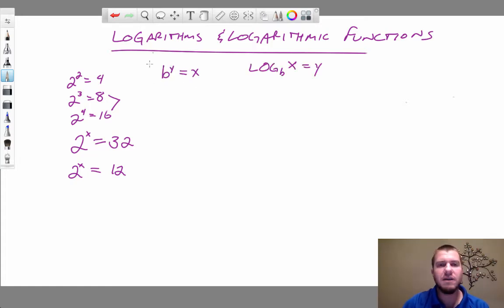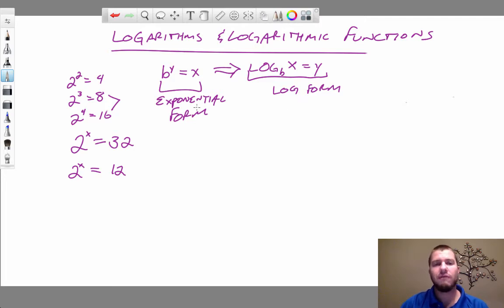Okay? The way that logarithms are used is this formula. If you have an exponential function like this, b raised to the y equals x, it can be written in log form as log base b of x equals y. And these are two different forms, exponential form and log form. And I use a little saying to go back and forth. I like this saying because it works going from exponential form to log form or from log to exponential.